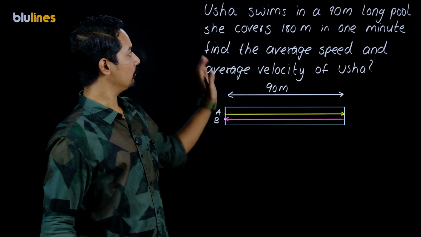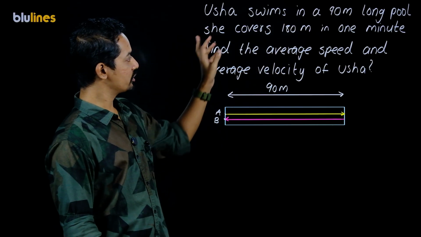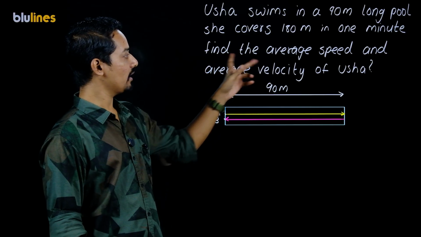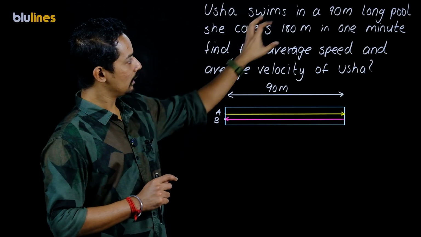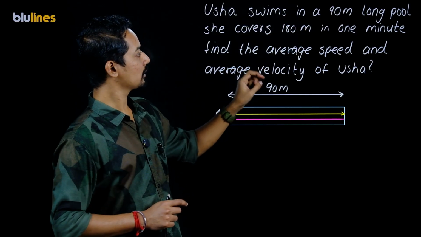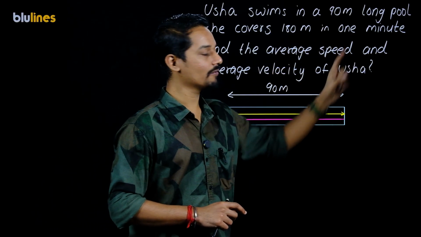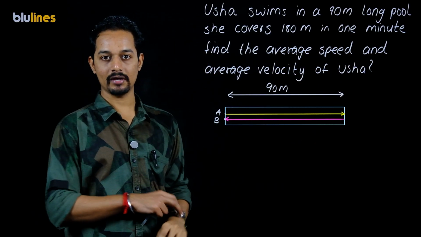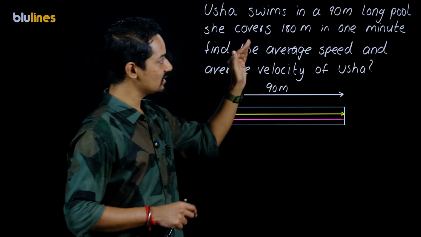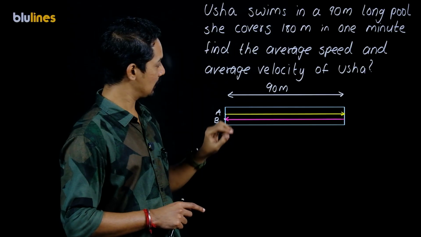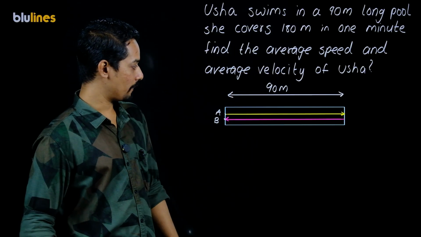Now let's do a small problem. Usha swims in a 90-meter long pool. She covers 180 meters in 1 minute. Find the average speed and average velocity of Usha. In this question, the units are given in 90 meters and 180 meters. Those are SI units. But the time is given in 1 minute, so we have to convert it into SI units, that is seconds. We know 1 minute is 60 seconds. So in 60 seconds, Usha is covering 180 meters. We are supposed to find the average speed and average velocity of Usha.